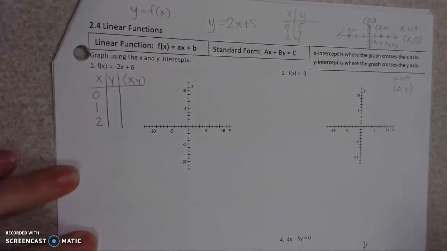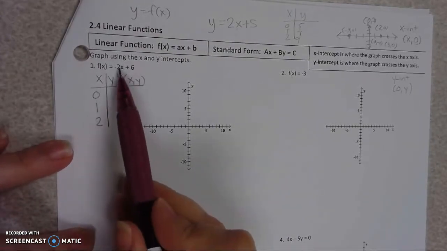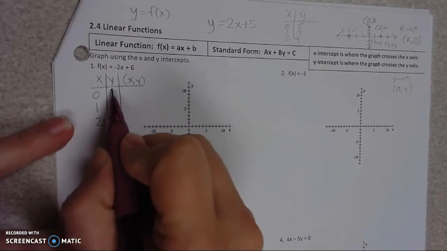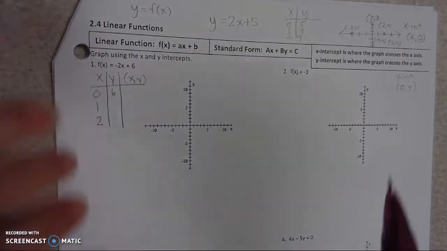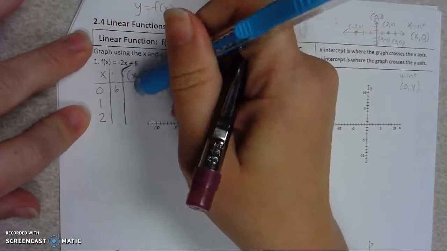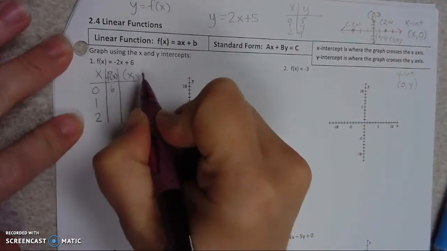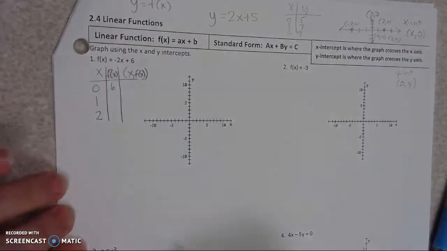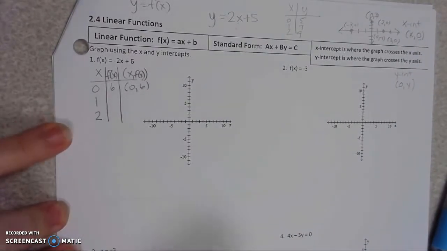Just to make sure you're doing your math correctly, your points are lining up. So I'm going to make a table and fill these values in. Negative 2 times 0 is 0, plus 6 would give me a y value. We could also call that, instead of y, f of x. Remember, those are the same. So that would give me the point (0, 6).